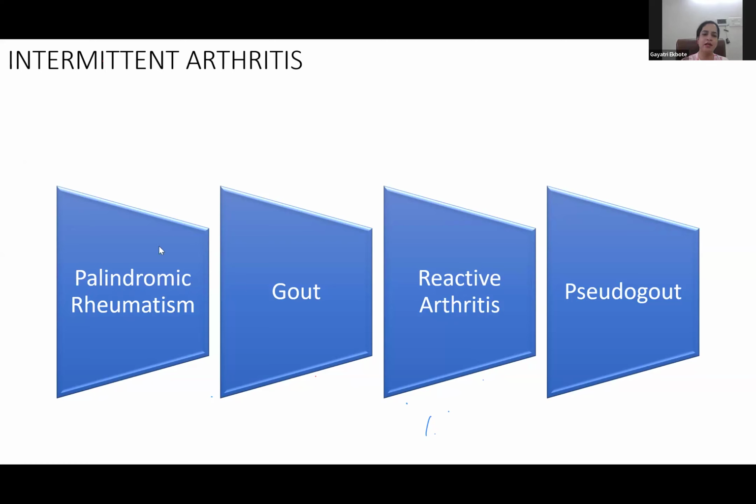Then there is an entity known as palindromic rheumatism, and it has a variety of conditions. Palindromic rheumatoid arthritis is one of them. Their rheumatoid factor or anti-CCP could be positive, but the arthritis is intermittent. Later they can have proper inflammatory polyarthritis, which turns into your proper rheumatoid arthritis.